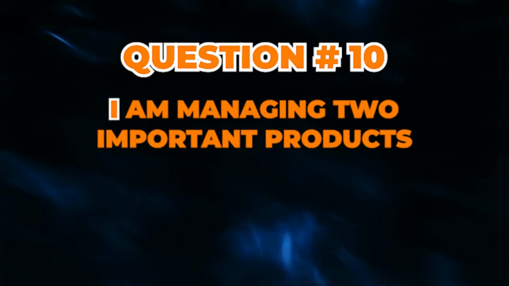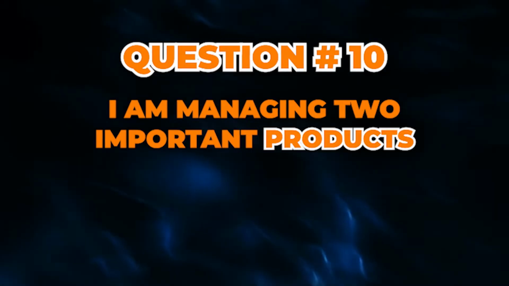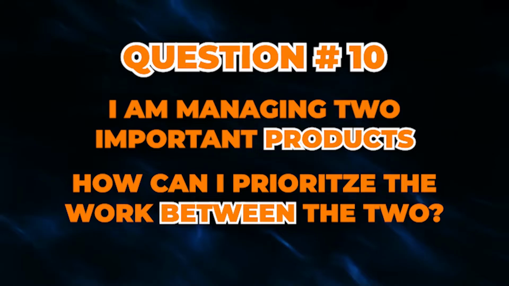Question number 10. I am managing two important products. How can I prioritize the work between the two? As a product owner, sometimes you find yourself in the situation where you're managing multiple products and you need to prioritize the product backlog so you can properly manage the different priorities between the different products. How to do that? Well, here are a few tips.